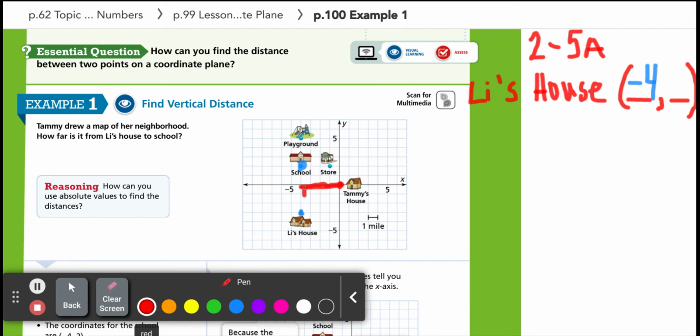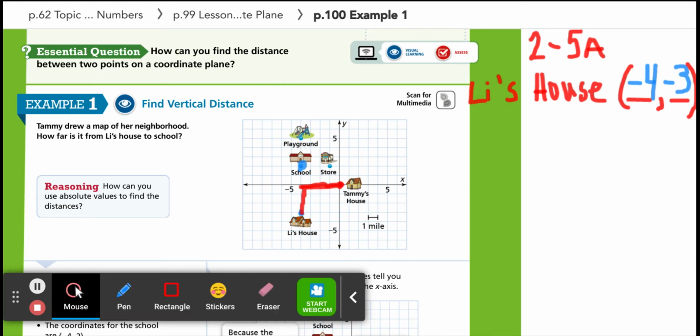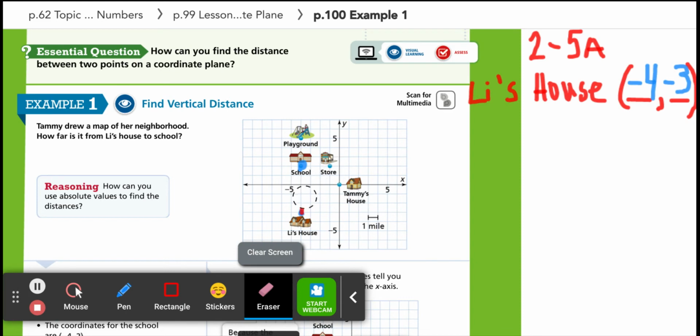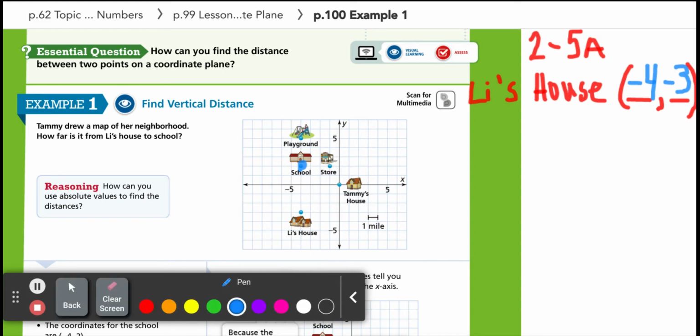Okay, next on, so from the origin, we move left 4. Now we have to go up or down to get to Lee's house. We will be traveling down to get to Lee's house. How far down did we travel? We travel down 1, 2, 3, -3. So to get to Lee's house from the origin, first we traveled left 4, then down 3. The ordered pair would be -4, -3.